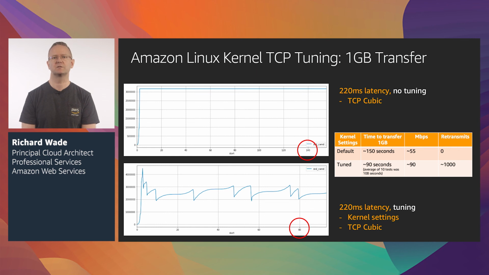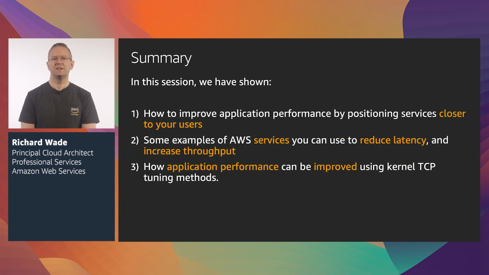To conclude, in this session, we've shown how you can improve the performance of your cloud applications by adopting architectures, services, and infrastructure options which reduce latency and thereby increase responsiveness and throughput. We've also shown how you can further tune your infrastructure for stability or performance by using kernel tuning techniques.